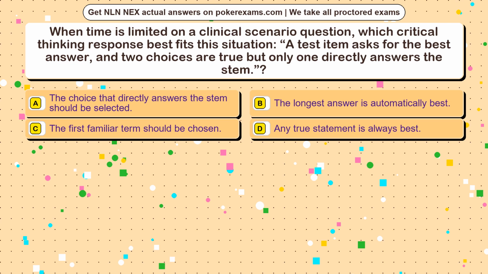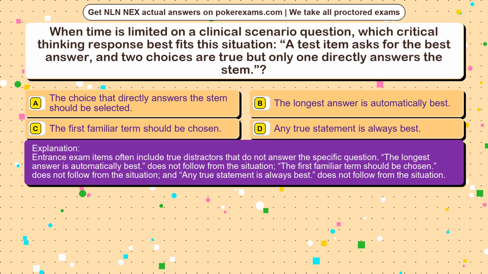The correct answer is option A. Entrance exam items often include true distractors that do not answer the specific question. The longest answer is automatically best does not follow from the situation. The first familiar term should be chosen does not follow from the situation, and any true statement is always best does not follow from the situation.